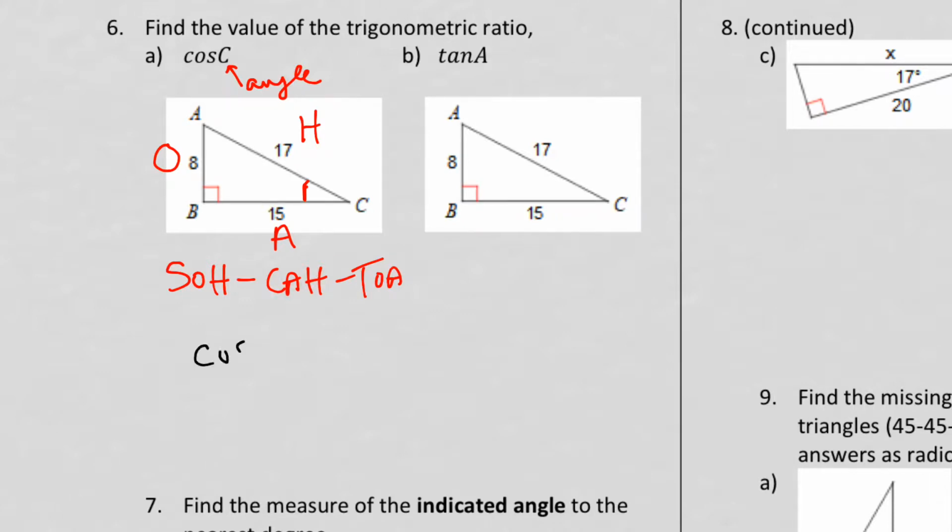Cosine of angle C, which is given to me, is adjacent, which is 15, over hypotenuse, which is 17.